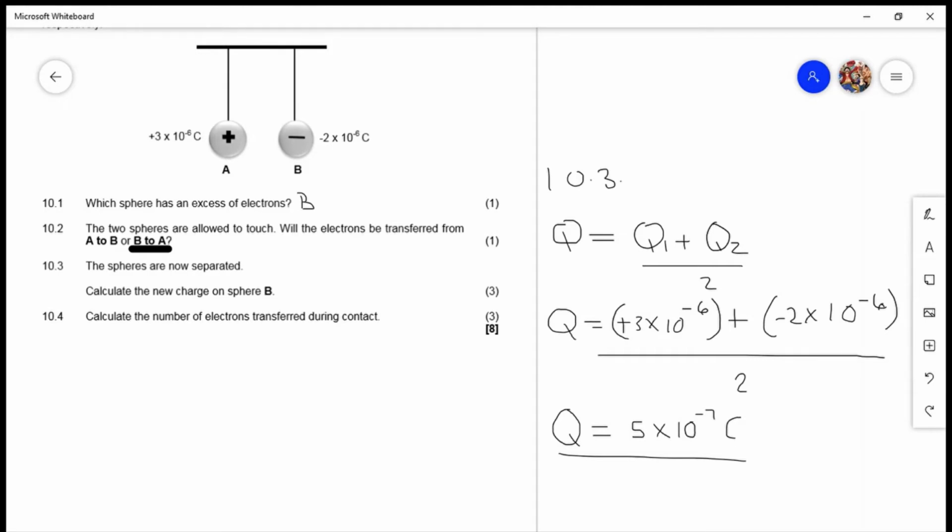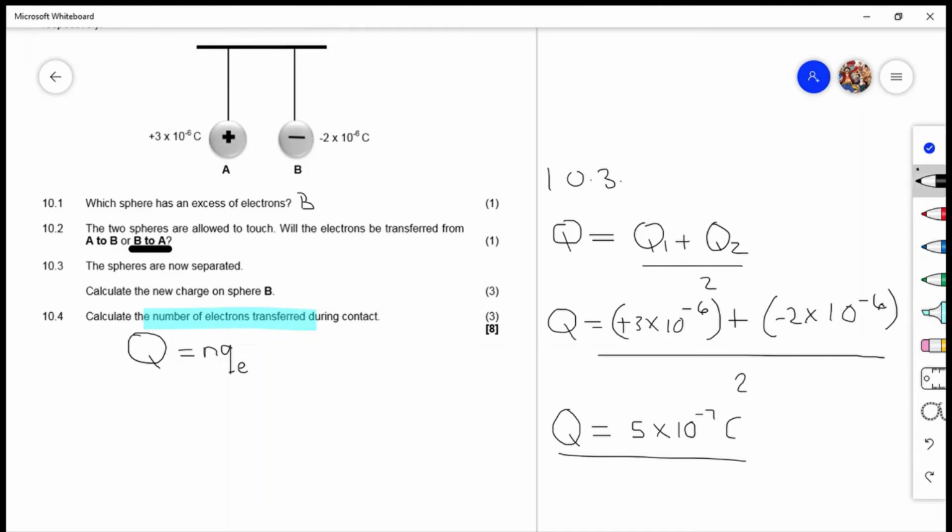Our next question: calculate the number of electrons transferred during contact. Whenever we're dealing with electron transfer, we use this formula over here: Q is equal to NQE. I'll repeat that one more time. Whenever the question specifies the number of electrons transferred, we use the formula that has N in it, the one that has the number of electrons.